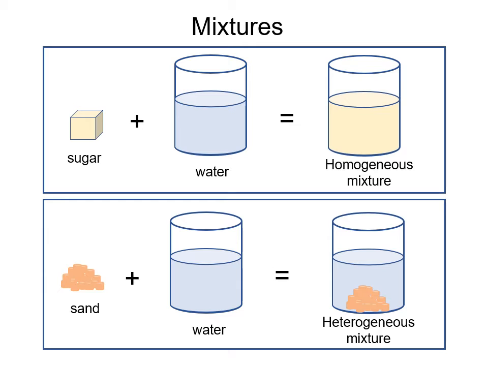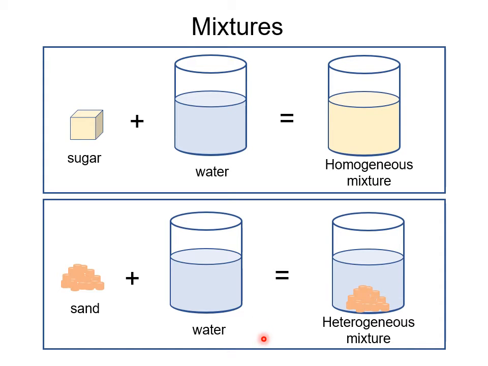So here is an example of the two different types of mixtures we looked at. Homogeneous mixtures are uniform throughout. So when I dissolve sugar in water, I get a homogeneous mixture. Notice that a spoonful from the top is the same as a spoonful from the bottom. So it's uniform throughout. Whereas in a heterogeneous mixture, we get two separate different phases.